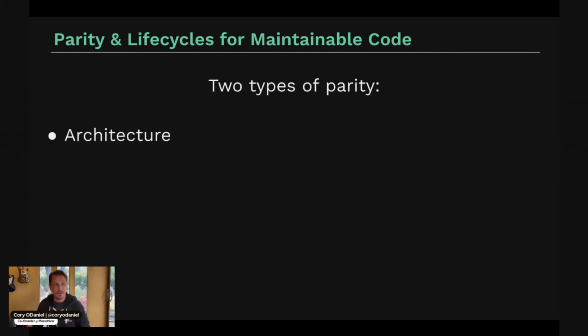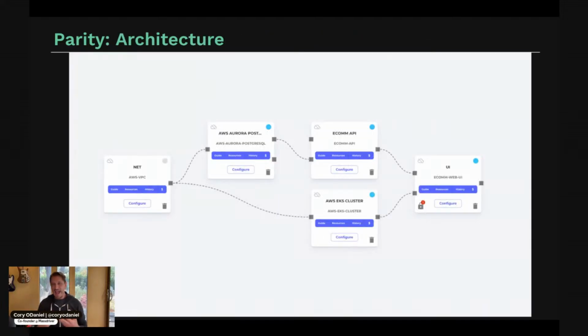There are two types of parity: architectural parity and scale. What I mean by architectural parity is having the same template that can be applied to all of your environments: staging, prod, US East, US West, preview environments. Architecture parity is about having the same resources.